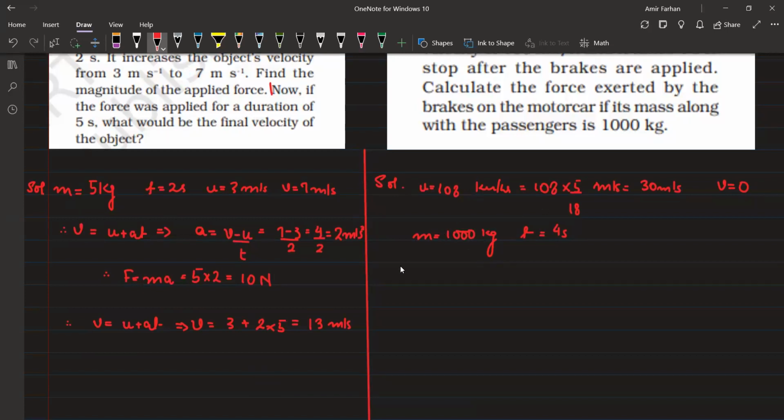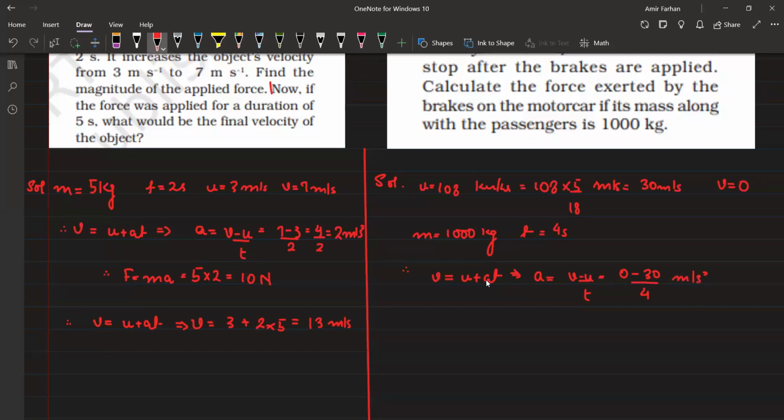So how will you find the value of acceleration? Using the first equation of motion, v is equal to u plus at. So a is equal to (v minus u) by t, which is equal to (0 minus 30) by 4 meter per second square.